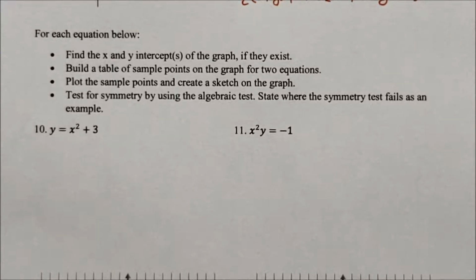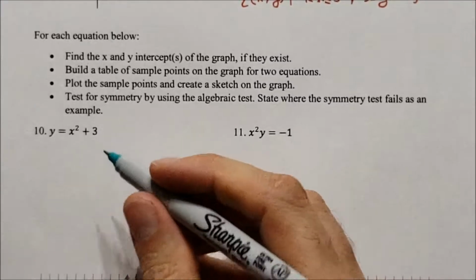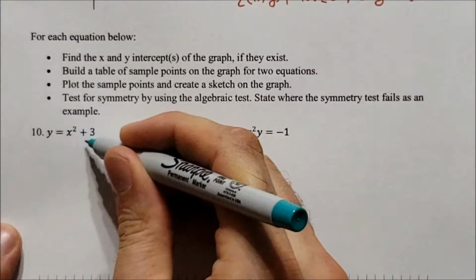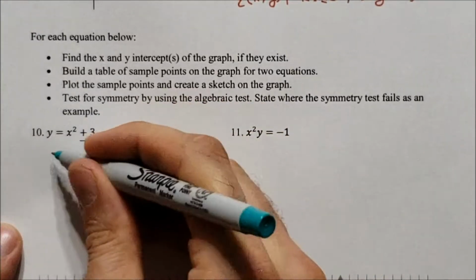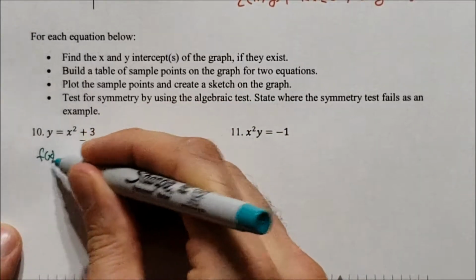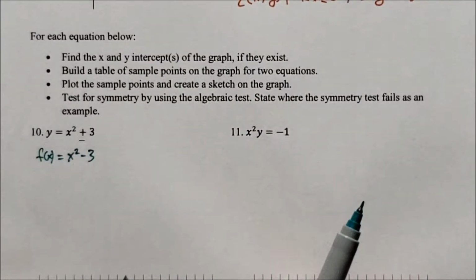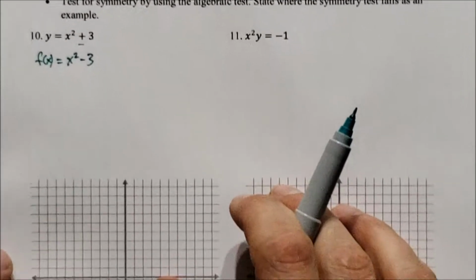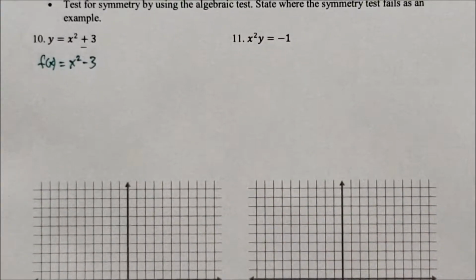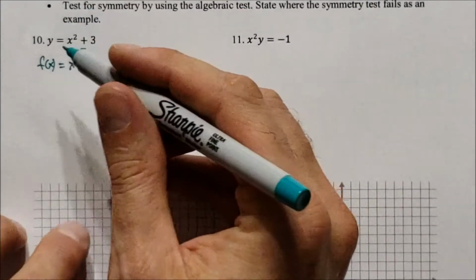But these particular equations are a little dull, a little boring for some of these, so we're going to change them just slightly. We're going to change this to just minus 3. So we're going to have f of x equals x squared minus 3. Let's go ahead and build a table of sample points for this first function.